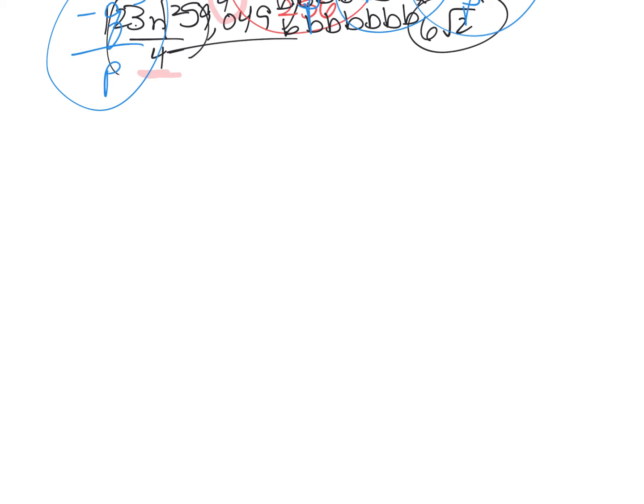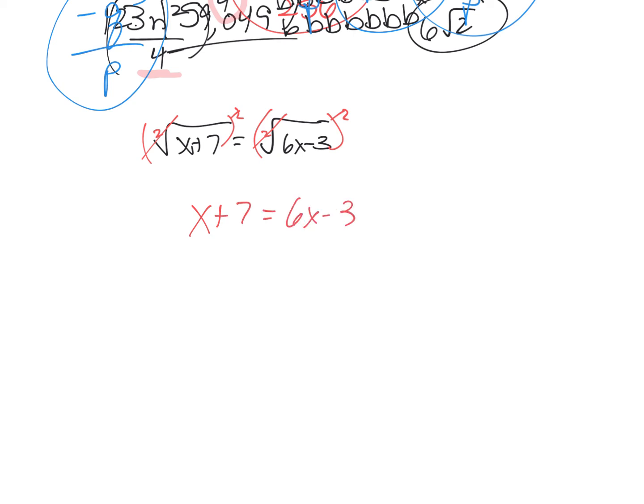Okay, let's look at some solving. Some of you are still messing up on the solving. So we have the square root of x plus 7 equals the square root of 6x minus 3. Because they're square roots, there's a little 2 here. So I can take this to the power of 2 to get rid of my square root. So I have x plus 7 equals 6x minus 3.